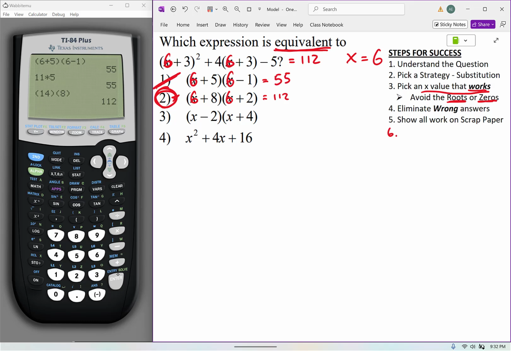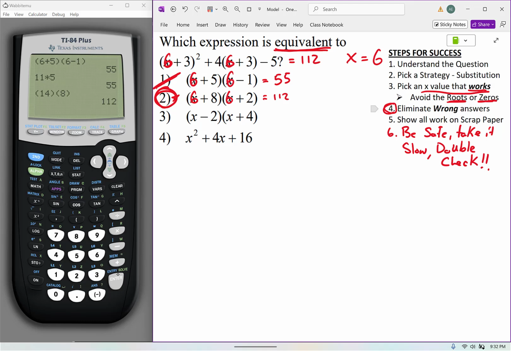Now, if you're feeling spicy, be safe. Take it slow. Double check. You have the luxury of extended time, and there's no reason you should give up problems like these. These are problems that are very doable, very solvable. You want to be sure that you've got the right answer. How can you be sure? Eliminate all the ones that are wrong.